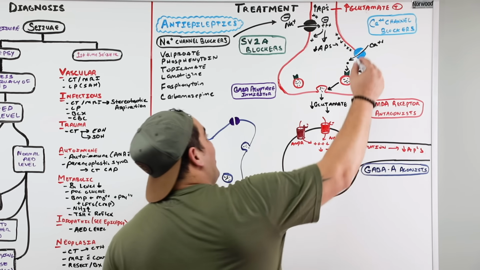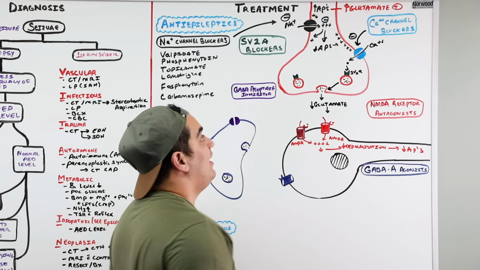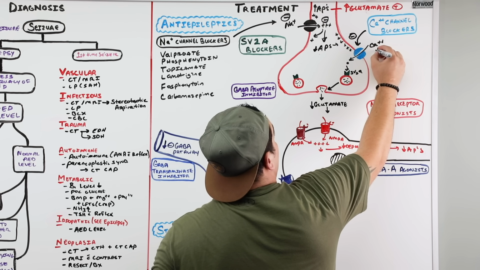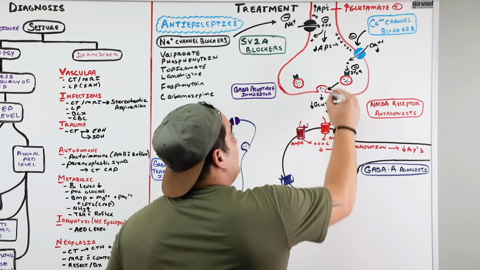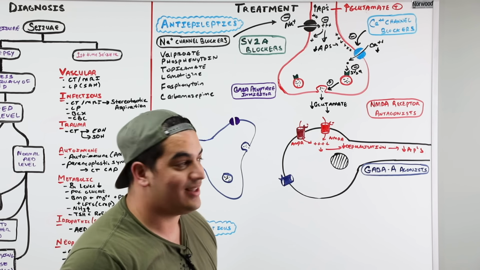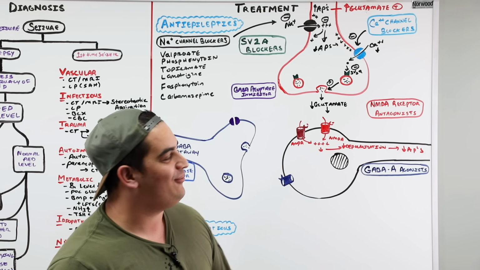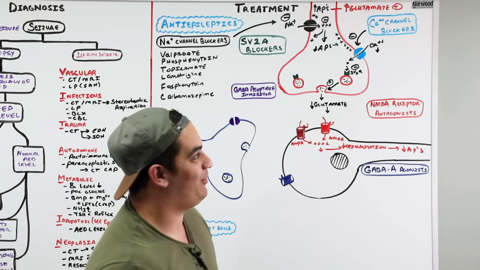If I give a drug like a calcium channel blocker, which will inhibit calcium entry, calcium can't enter, decreased calcium enters, decreased binding to the SV2A receptor, decreased fusion to the cell membrane, decreased glutamate release, decreased activation of NMDA, AMPA, decreased cation influx, decreased depolarization, and decreased action potentials. You guys get the point.